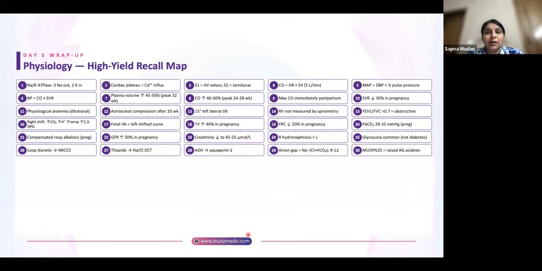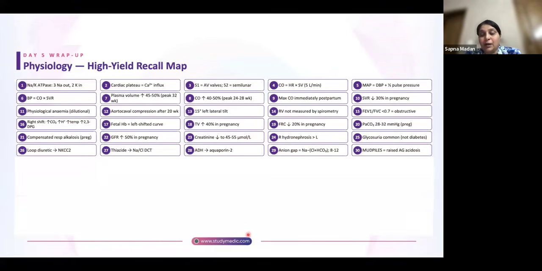Loop diuretics act on the thick ascending loop and the sodium-potassium-chloride two transporters. The thiazide will act on the sodium and chloride transporters in the DCT. The ADH will induce aquaporin 2, and that will help in absorption of water. And desmopressin will help in replacing ADH action in diabetes insipidus.